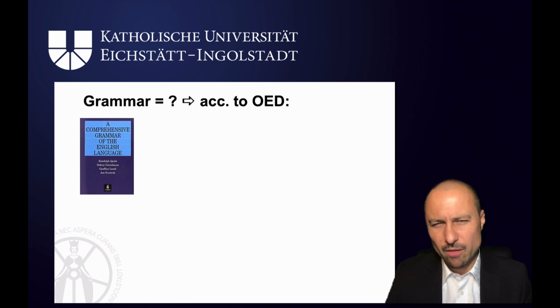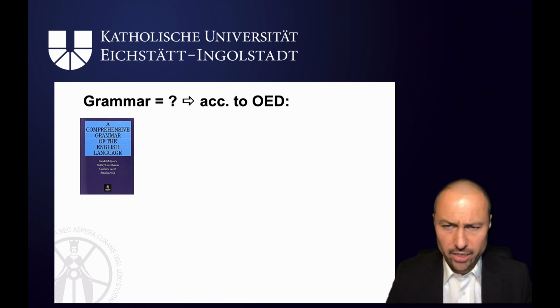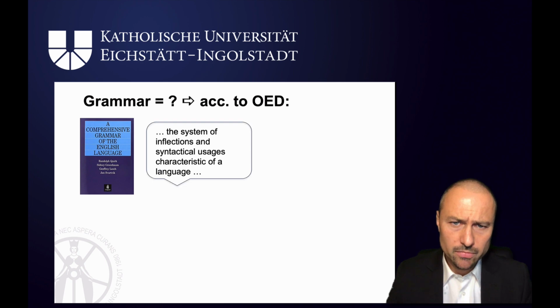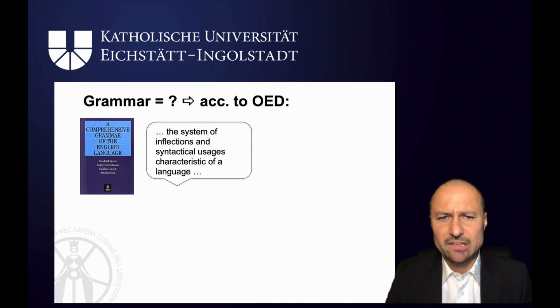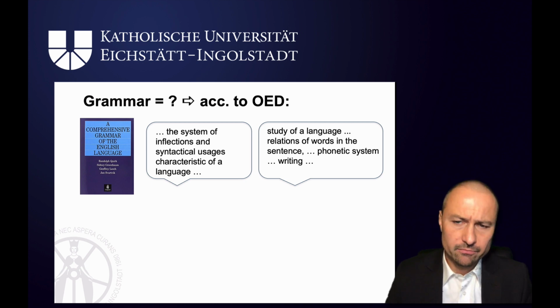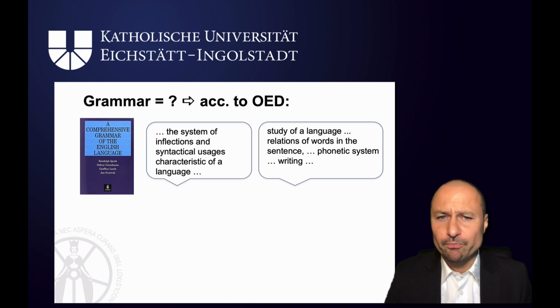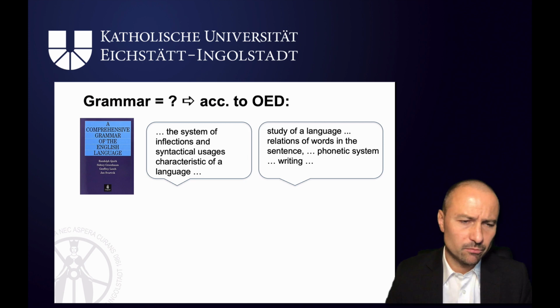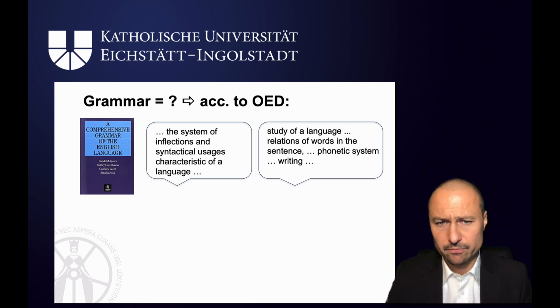What does the term grammar mean? Well, according to the OED, it can either be a book like the Comprehensive Grammar of the English Language, or it can be the abstract system of inflections and syntactical usages characteristic of a language. So that would treat grammar basically as syntax. But some definitions cover more than that. For these people, grammar is actually the study of language, and that includes the relations of words in the sentence, phonetic systems, writing systems, and so on.